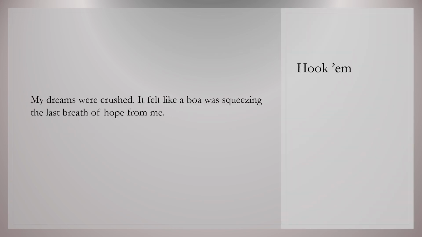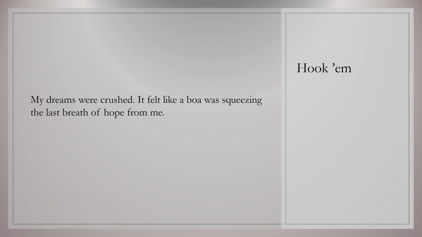For example, my dreams were crushed. It felt like a boa was squeezing the last breath of hope from me. So here we're going to have the reader probably ask questions such as what were her dreams, how and why were they crushed, and why was it her last hope? These questions make the reader keep reading. And this provides a connection between the character and reader through her crushed dreams and the feeling of losing hope.